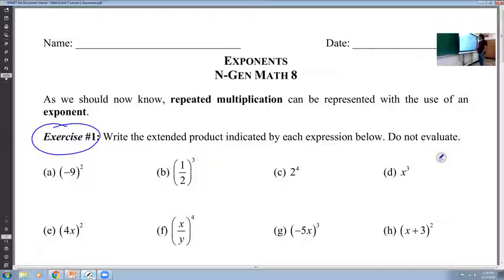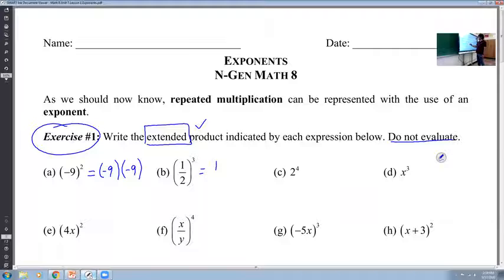Exercise 1 tells us to write the extended product indicated by each expression below. Do not evaluate it, so the result is not important. We will just write it in extended form, right? How can we write it? So what we know, -9 will be repeated just 2 times. That's it. I don't know what -9 times -9 is, and it is not that important. It is just asking you to write this one in extended form, all right?